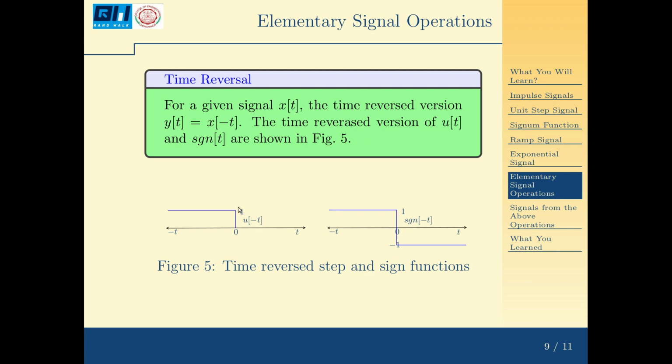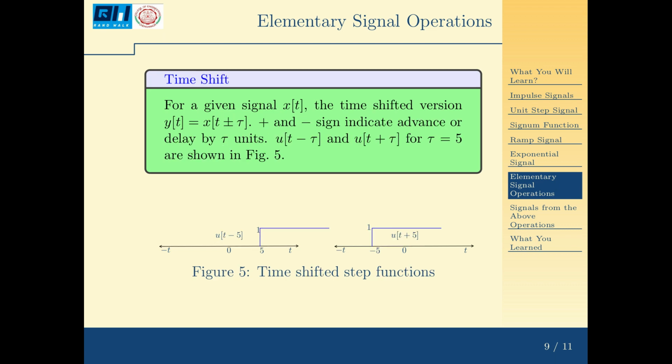So u(t) was earlier from 0 to infinity. Now it is flipped from minus infinity to 0. It is 1, u(-t). So sgn(-t) is a flipped version of sgn(t). Here from minus infinity to 0 the value is a 1, and from 0 to infinity the value is a minus 1. So these are the time reversed step and sign functions.